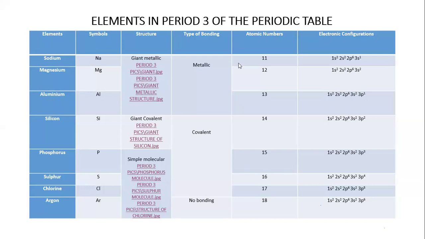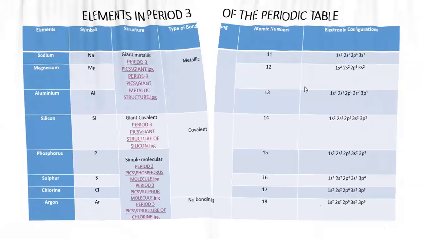So let us continue. We have looked at the structures and type of bonding. We are going to see them in words and how we can describe them. That's some good introduction on the elements of period 3. Let us now look at the physical properties of these elements. And we shall start with the physical states.